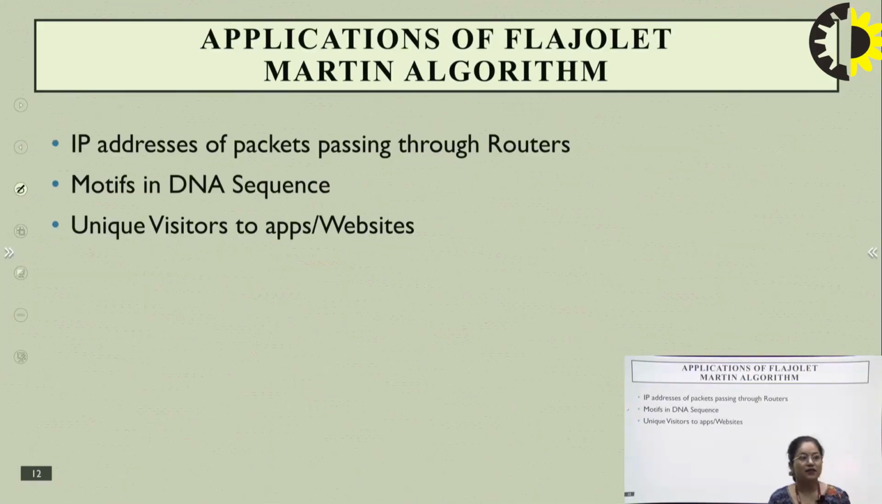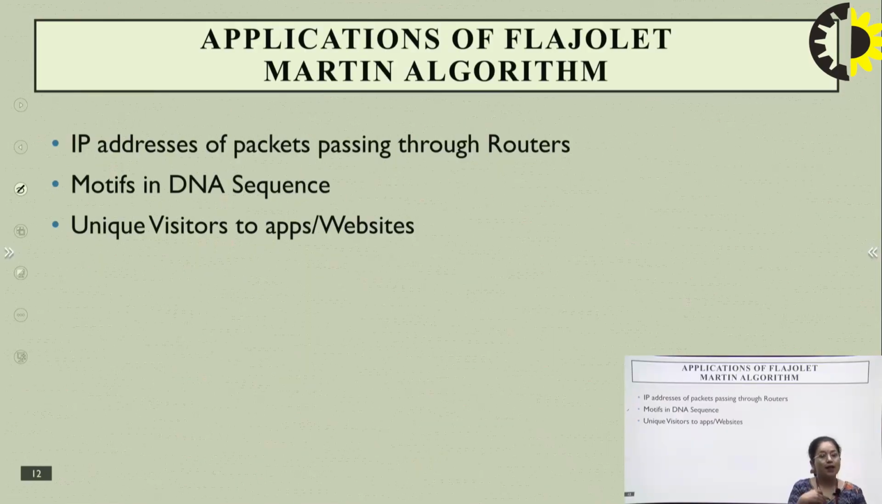So basically these are the applications of the FM algorithm. We use it for the IP addresses of packets passing through routers. When the packets are going through a particular router, for that we use it for the IP address. Okay. Next is motifs in DNA sequences, and the third one will be unique visitors to apps or websites.